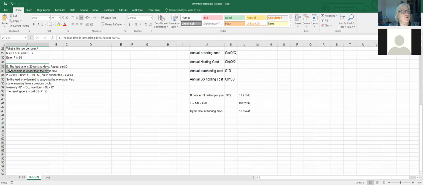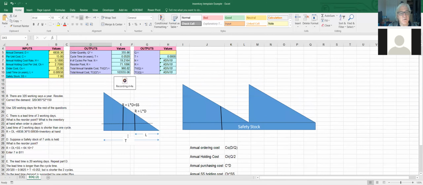Ignore part E because it has to do with cycle time that is shorter than the lead time, whereas in our example, the cycle time is longer than the lead time. We are dealing only with this now. That's all. So that's the EOQ. Let me see if you have any question.